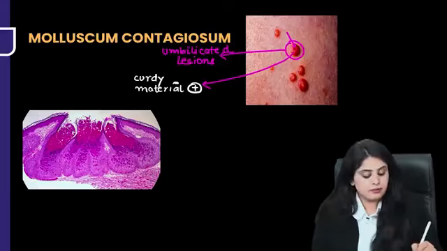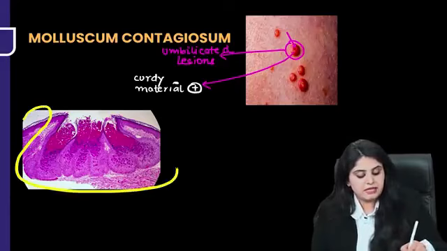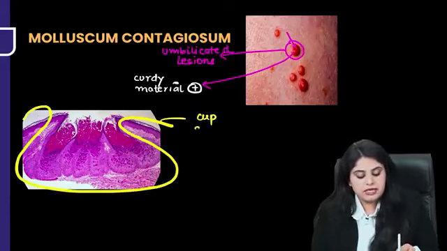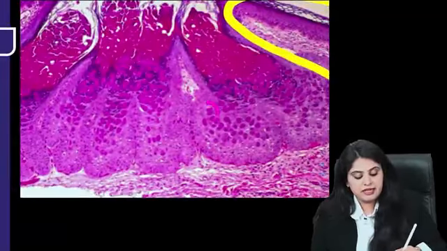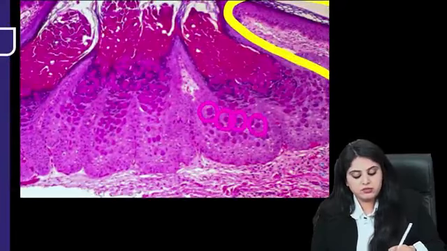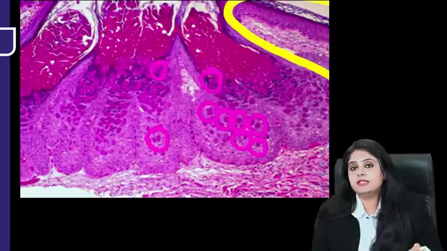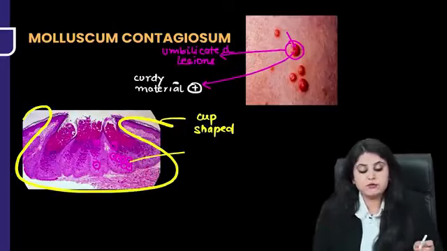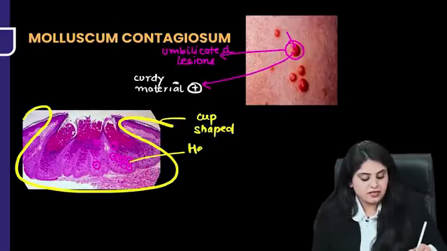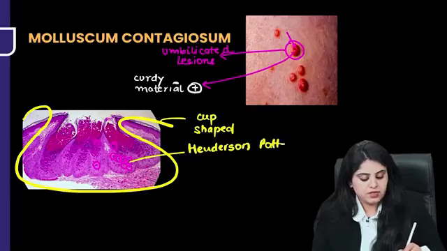How does it look like under the microscope? You can very well see it is a cup-shaped lesion, and if you go deep into the cup and zoom in, you will realize that there are some round bodies. These are the famous bodies of molluscum contagiosum, classically known as the HP bodies. So let's know the full form. HP stands for Henderson-Patterson bodies.